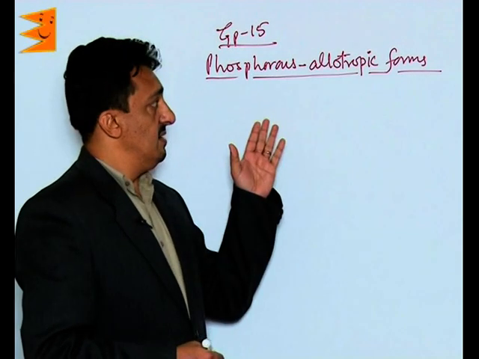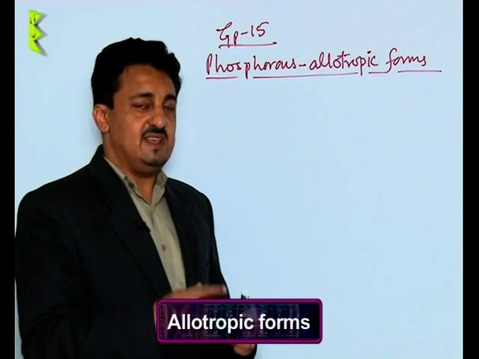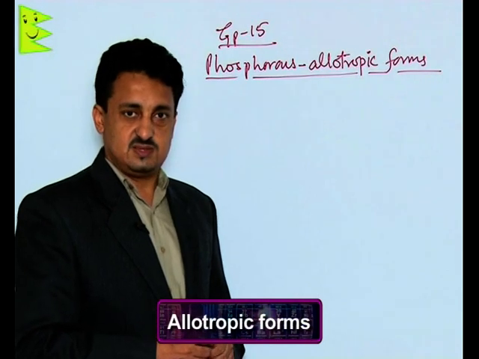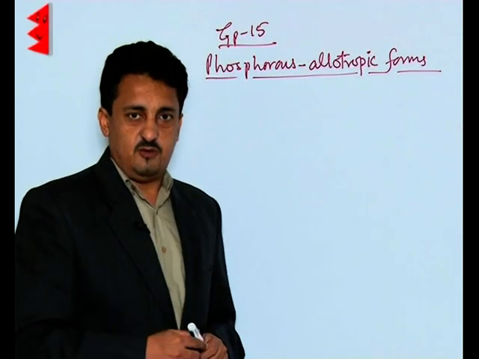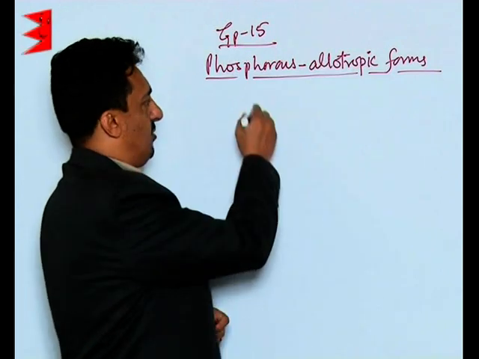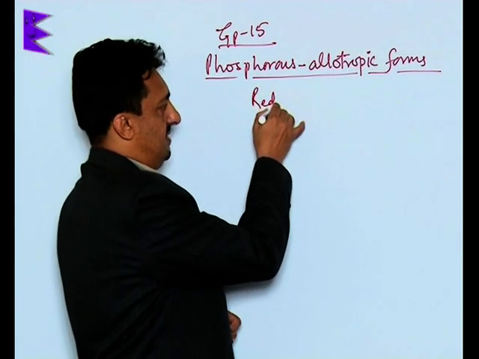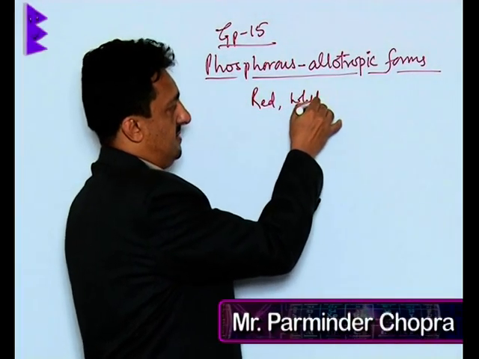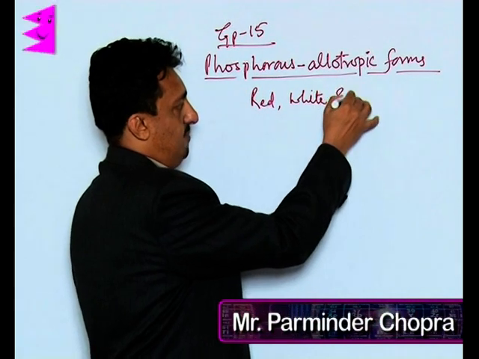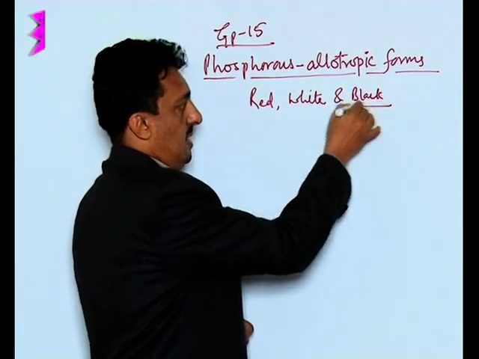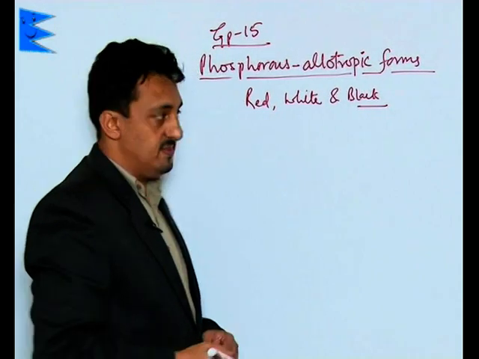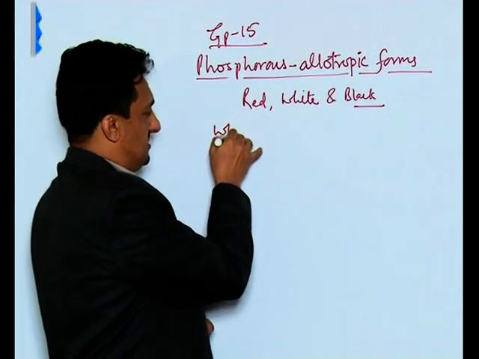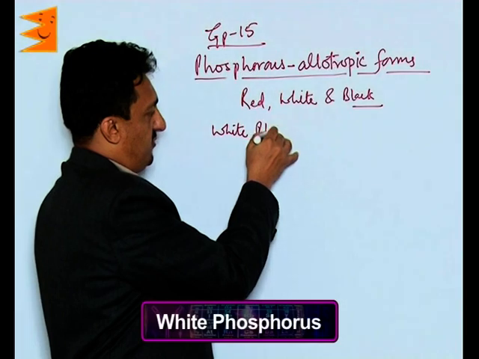Phosphorus, the allotropic forms. Let us study the allotropic forms of phosphorus first. It shows many allotropic forms, out of which the three allotropic forms, red, white and black, are most common and important. Let us first discuss white phosphorus.